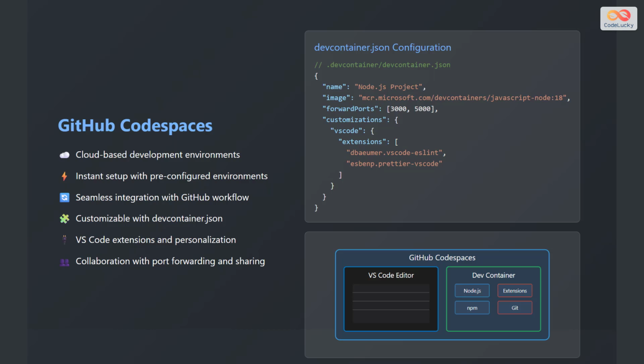Here's an example of a devcontainer.json configuration file. It defines a Node.js project using the official JavaScript Node image version 18. It forwards ports 3000 and 5000. It specifies custom VS Code extensions.